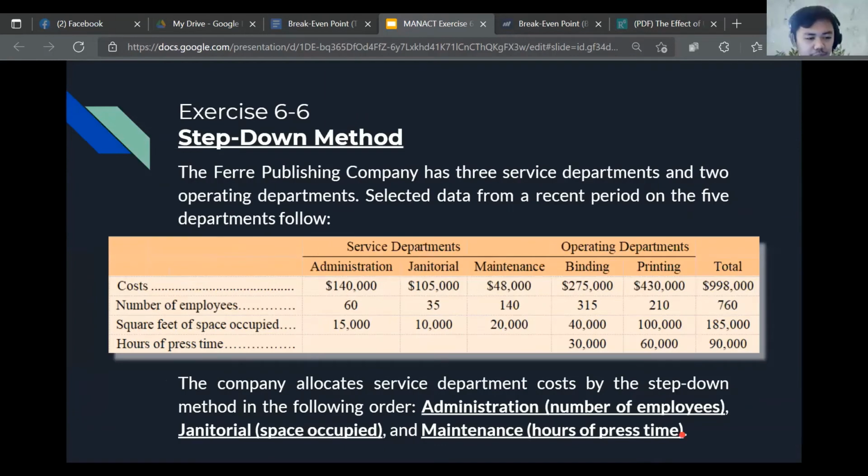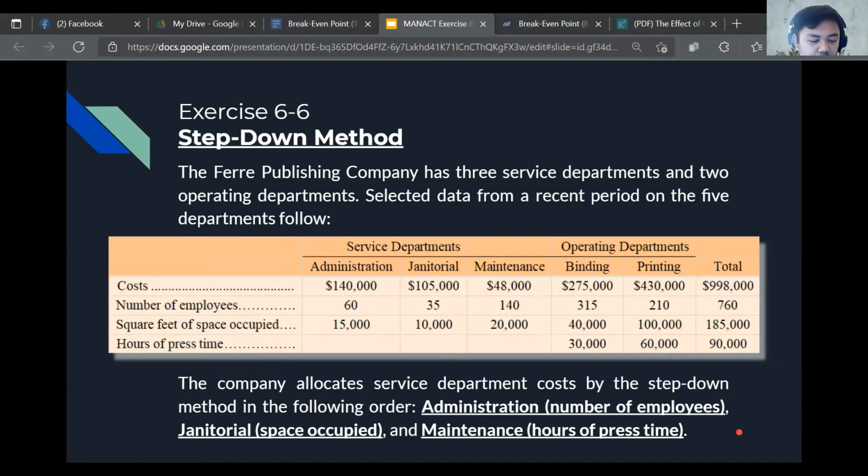So let's all read exercise 6, task 6, which will be using the step-down method. So let's all read the problem. The Ferry Publishing Company has 3 service departments and 2 operating departments. Selected data from a recent period on the 5 departments are as follows. So here now, unlike the previous problem, we have 3 service departments, namely administration, janitorial, and maintenance. We have 2 operating departments, which are binding and printing.